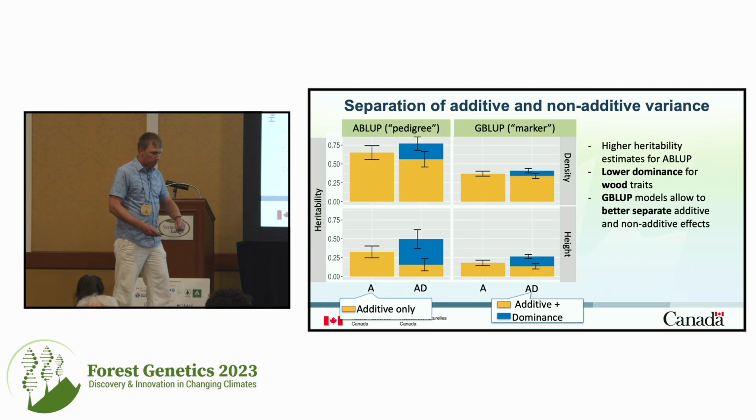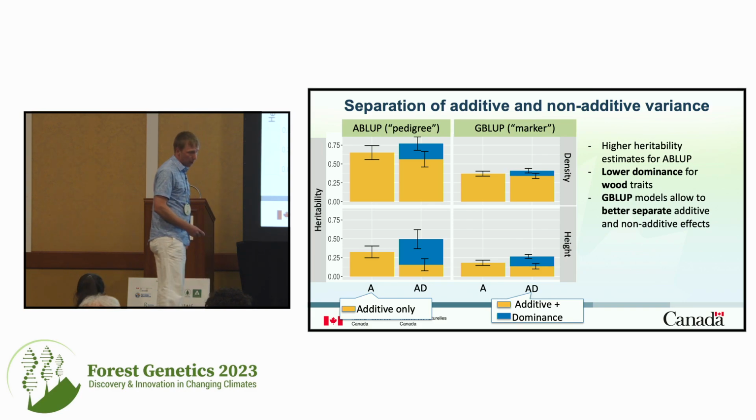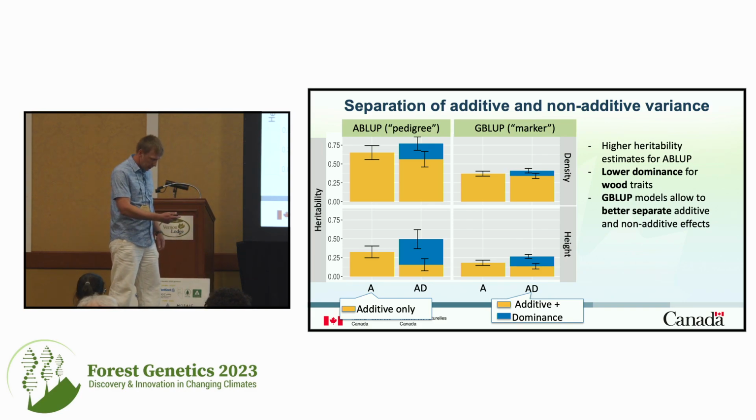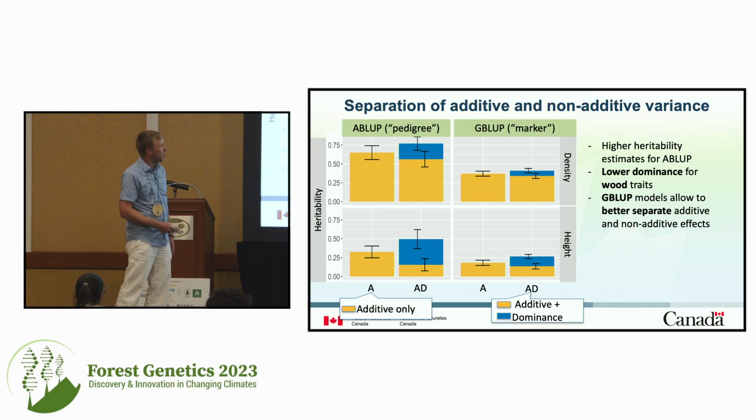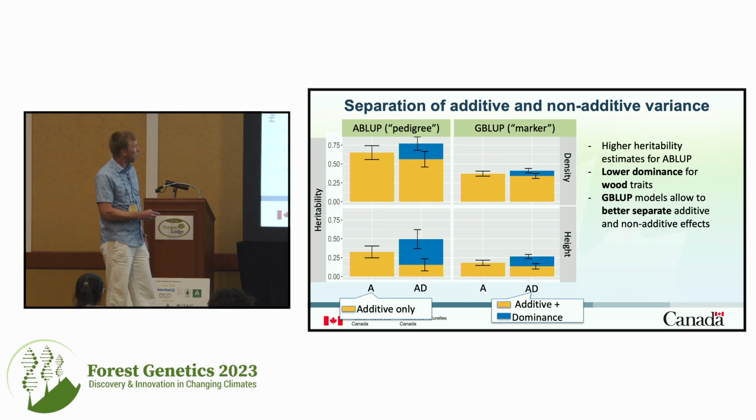So the first set of results I'm putting up here is on heritability. What I'm showing here are 2 traits, height growth and wood density. ABLUP is a pedigree-based model, GBLUP is a marker-based model, and the additive effect is the yellowish color, the bluish is the dominance component. So the first thing we see is that ABLUP gives higher heritability. What we also see is that dominance is somewhat lower in wood quality traits, and so far so good.